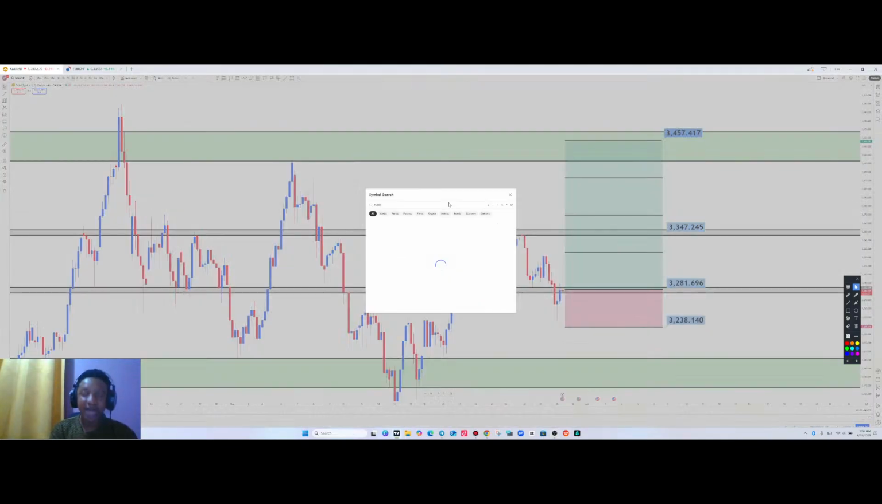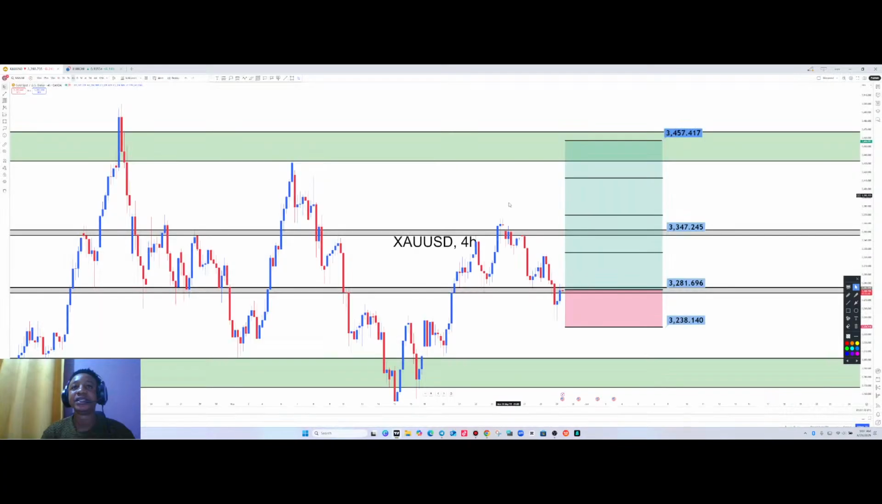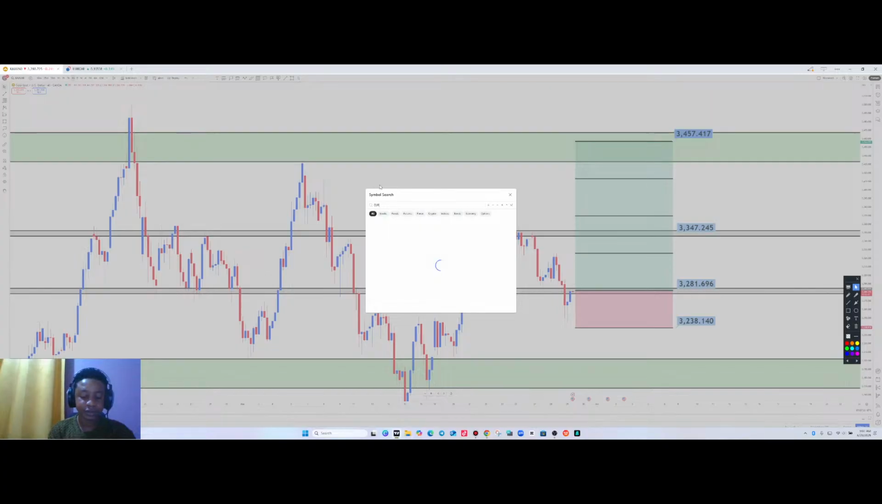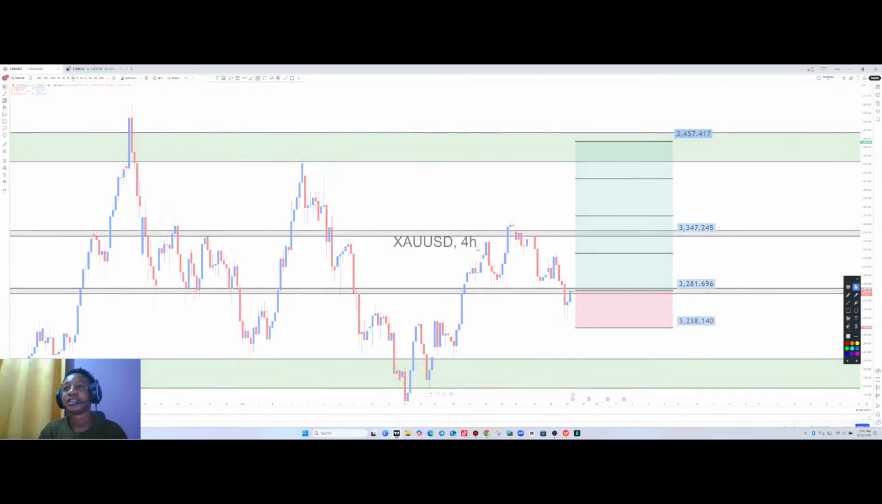Let me see. I haven't looked at that pair for a long time now. Let me check it out. EURGBP. Let's check it out. EUR/GBP. Why is it delaying? Okay, EURGBP is back. Let's check it out.